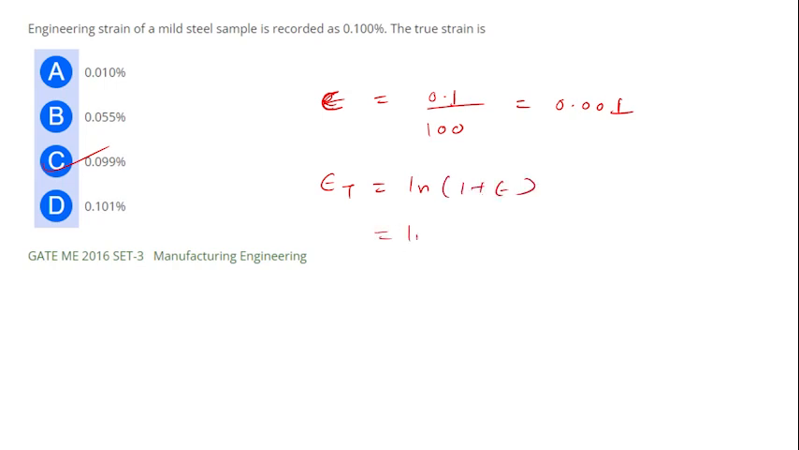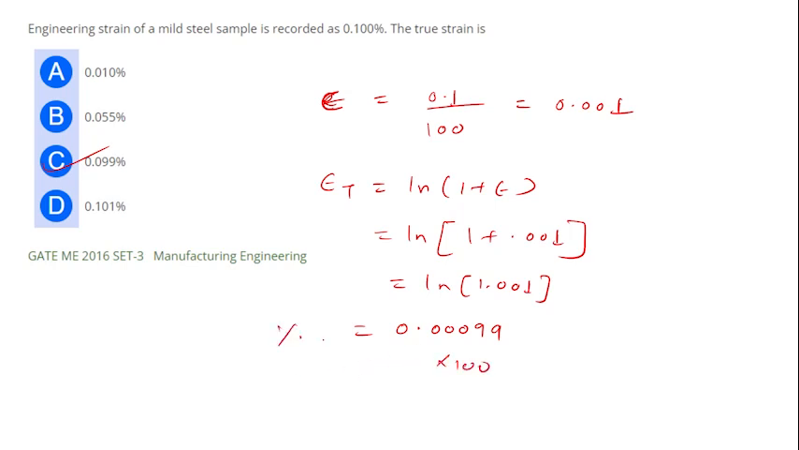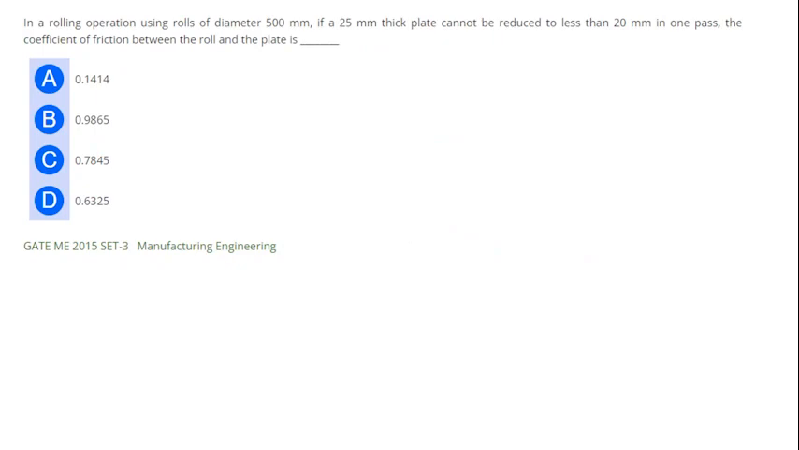So it will be ln(1 + 0.001), that is ln 1.001, which is 0.00099. Your answer is in percentage, so we will multiply by 100, then it will be 0.099%. Okay, now solve this question.